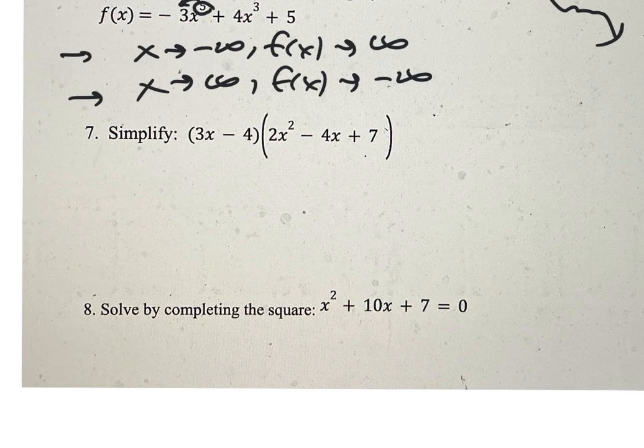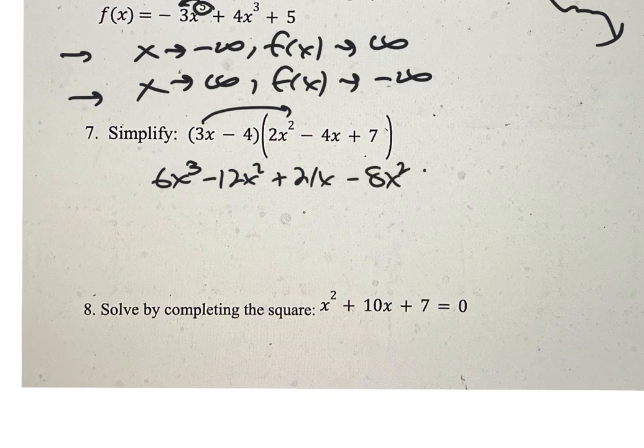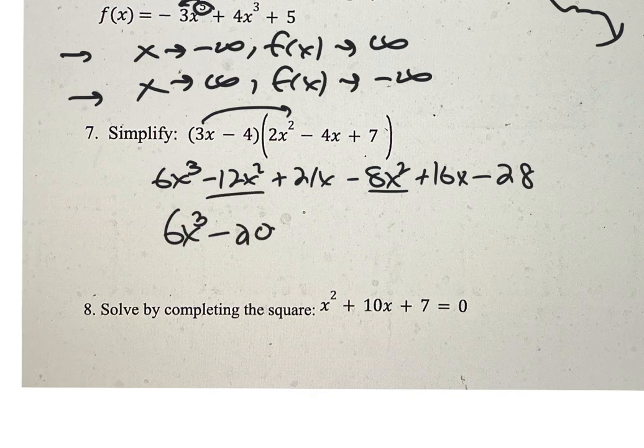Number 7, simplify this thing. So simplify. I'm taking the 3x all the way through, getting 6x cubed minus 12x squared plus 21x. Take the negative 4 through, negative 8x squared plus 16x minus 28. Add everything you can. Nothing I can add to x cubed. There's my x squared. It's going to be negative 20x squared. There's my x's. That's 37x. And then I got the minus 28. All there is to it.